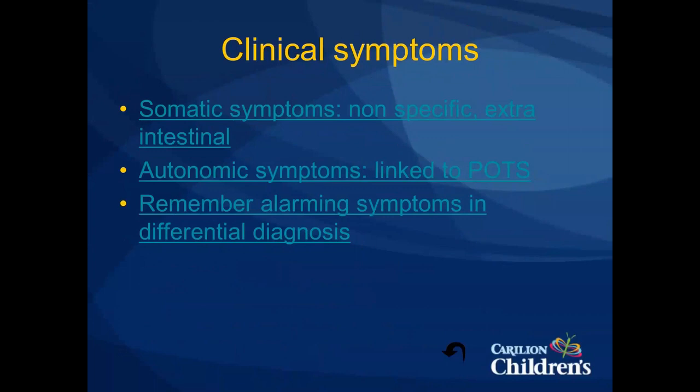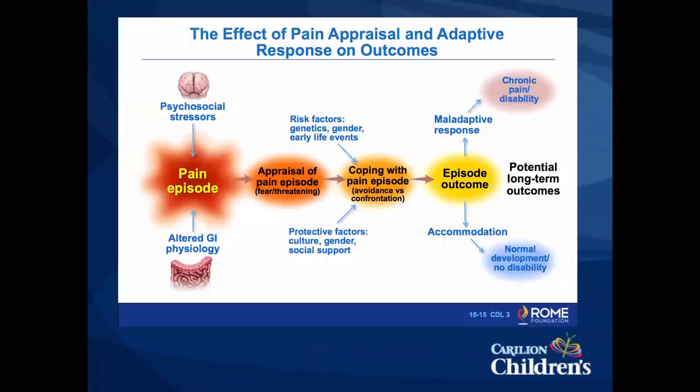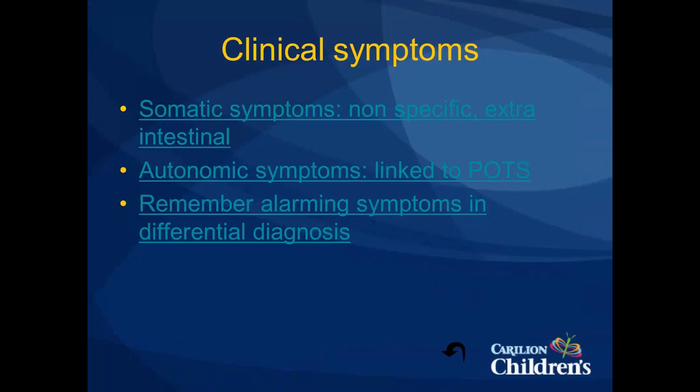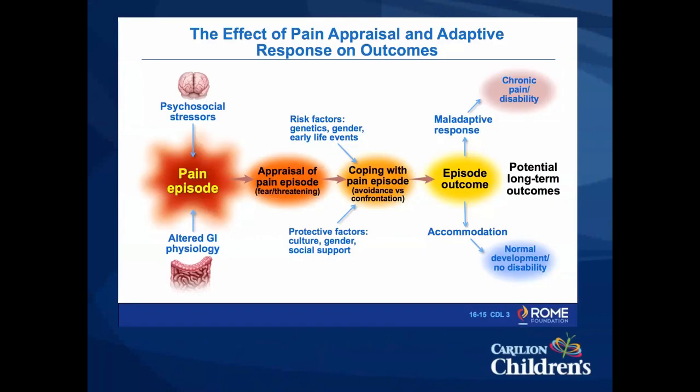And this is how our own coping with the pain, or our pain appraisal, makes a big difference. For example, there is a pain episode that is affected by psychosocial stressors or altered GI physiology, where they have an infection or anything. How the patient appraises the pain and how they cope with the pain, depending on risk factors of family genetics and early life events, and on protective factors of culture and social support, end up with either a maladaptive response with disability and chronic pain, or normal development with no disability. The pain will come, but they will resolve. It's not that the pain is not going to come, it's the way they see the pain that helps the most in this particular patient.